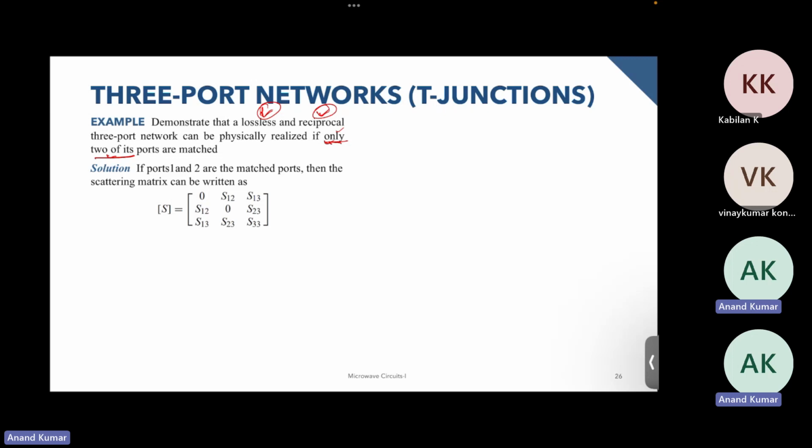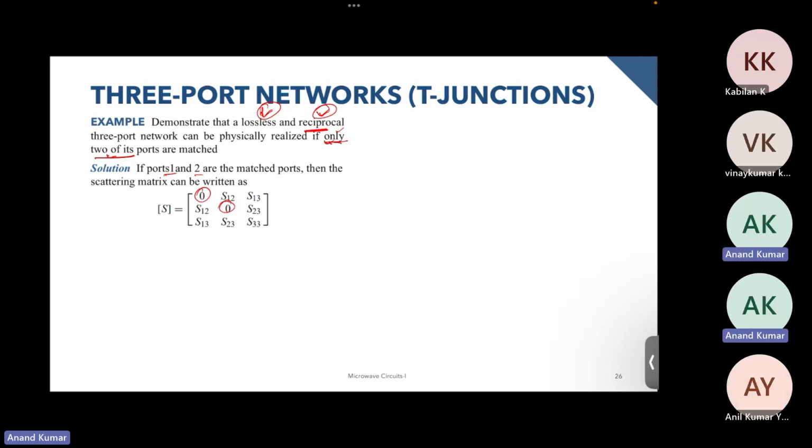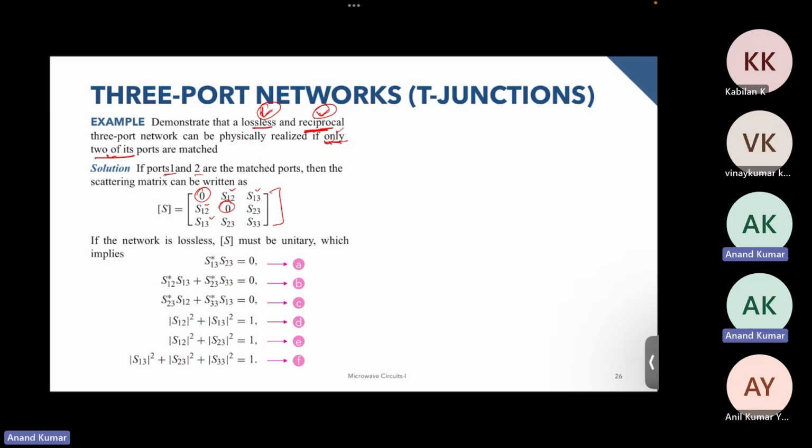So we assume that ports one and two are matched. So we have S11 and S22 as zero, and we have been told that this system is reciprocal, and hence this S matrix will be symmetric. So we have S12 equal to S21, S31 equal to S13, and similarly, so we have filled this matrix according to the conditions that we have been given.